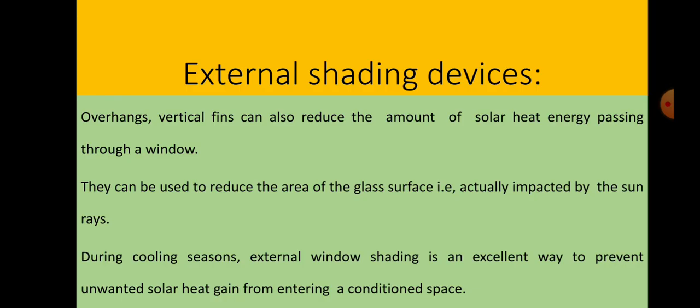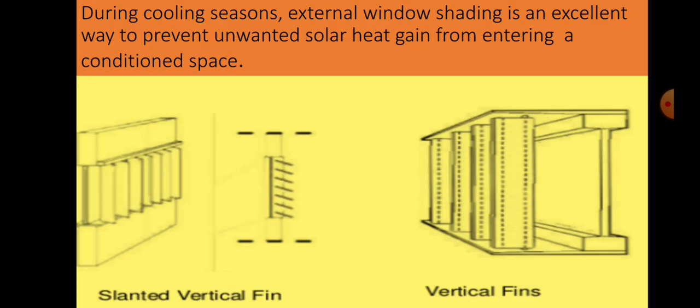External shading devices. Overhangs and vertical fins can also reduce the amount of solar heat passing through a window. They can be used to reduce the area of glass surface that is actually impacted by the sun rays. During cooling seasons, external window shading is an excellent way to prevent unwanted solar heat gain from entering a conditioned space.